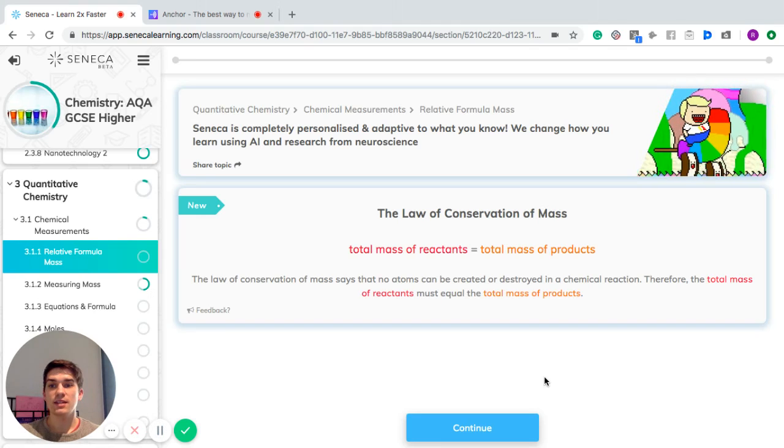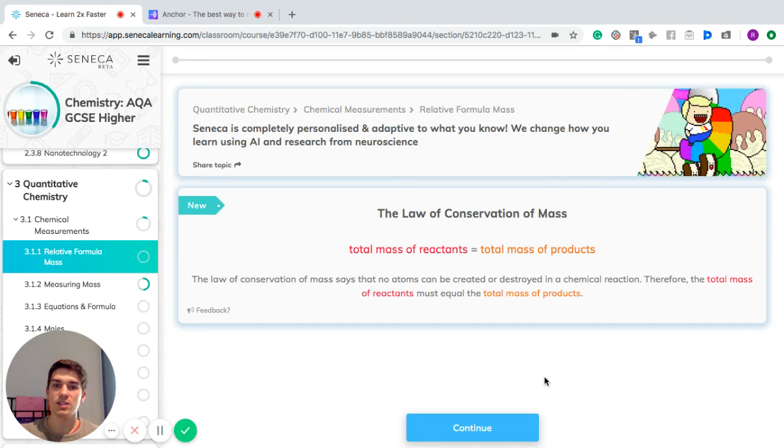So we're going to discuss a little bit about relative formula mass. Now, there's something called the law of conservation of mass, and what that says is that the total mass of reactants will always equal the total mass of the products. The law of conservation of mass says that atoms cannot be created or destroyed in a chemical reaction. And that's where this idea of the mass of the reactants must equal the mass of the products in any reaction.